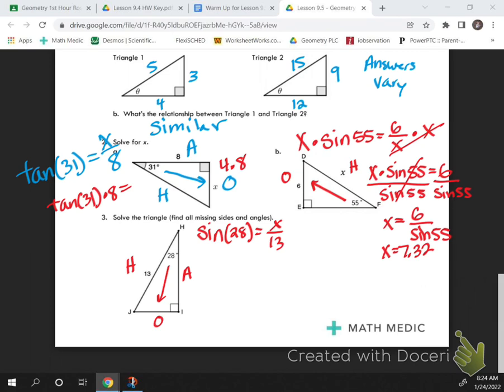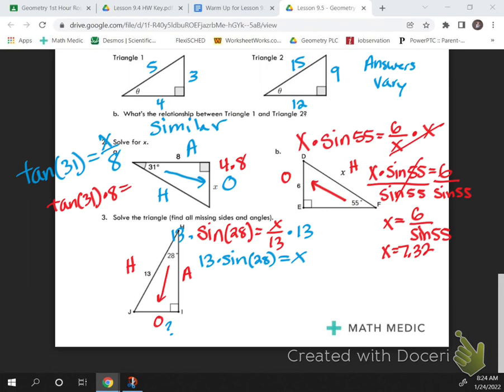For 3, you should start with this. 28 is my reference angle. Opposite, hypotenuse. Unknown over x equals the sine of 28. You're going to times both sides, or put this over 1, whatever you want to do. I'm going to times both sides by 13. 13 times the sine of 28 will get me this side.